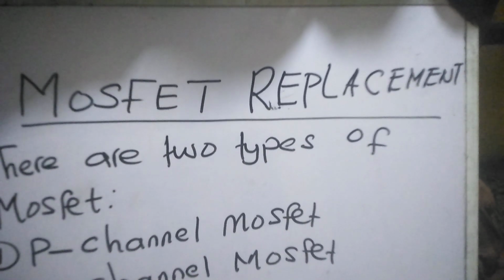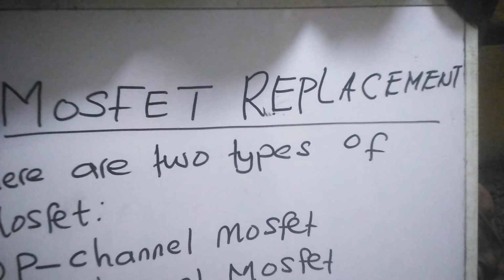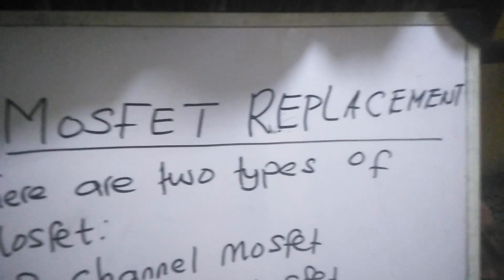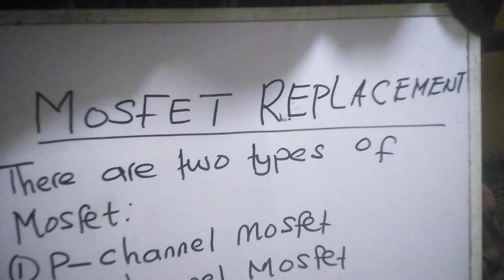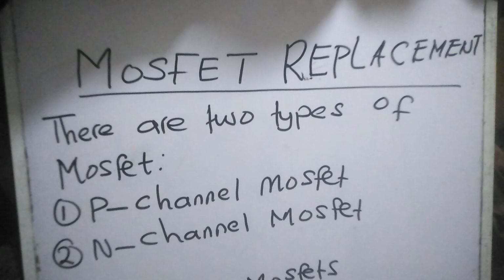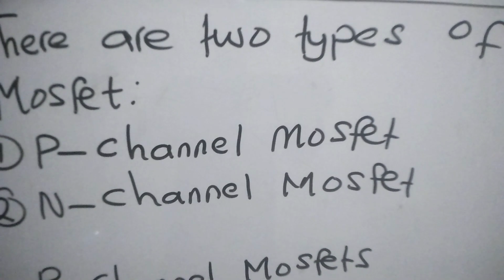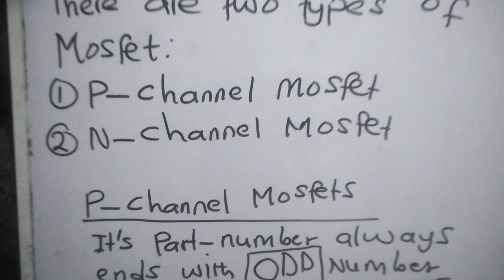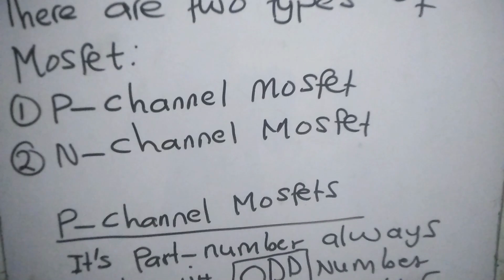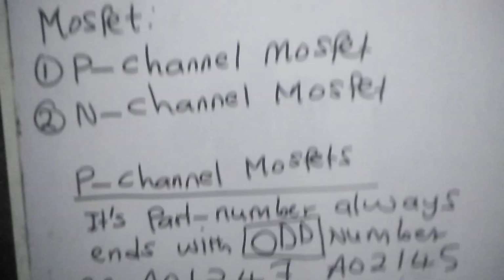Hello guys, today we shall be looking at MOSFET replacement, getting the right MOSFET. There are two types of MOSFET, the P-channel MOSFET and the N-channel MOSFET. How do you identify each of the MOSFETs when replacing them in a circuit?